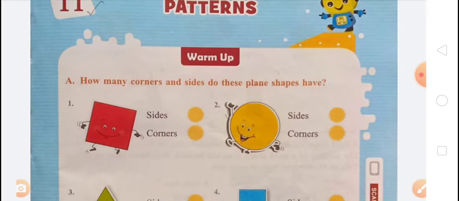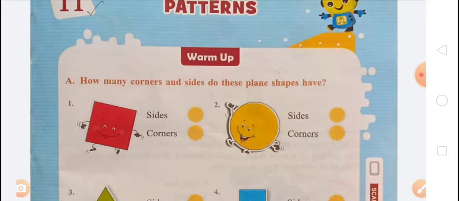How many corners and sides do these plane shapes have? There are some pictures given, and it is asking how many corners and sides these plane shapes have. I have told you that there are 4 sides and 4 corners in a square, in a triangle there are 3 sides and 3 corners, in a circle there are no sides and no corners, and in a rectangle there are 4 sides and 4 corners. So let's start. In the first, we have to write how many sides and how many corners a square has.